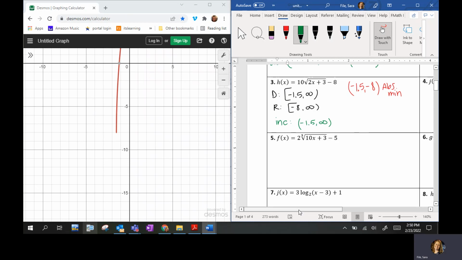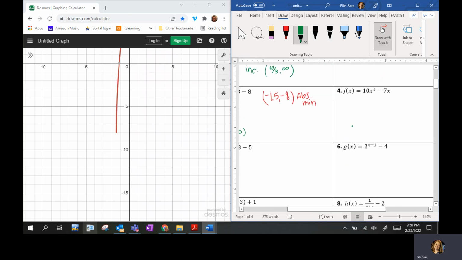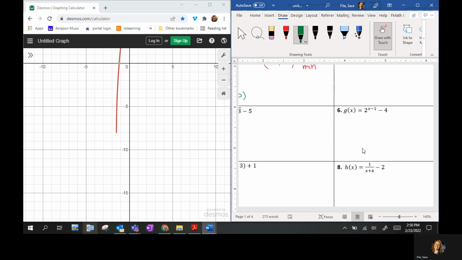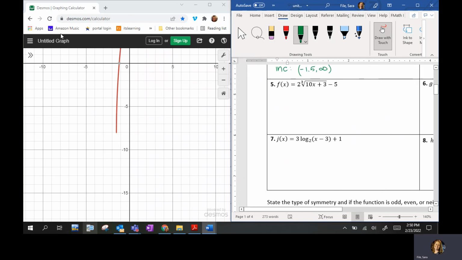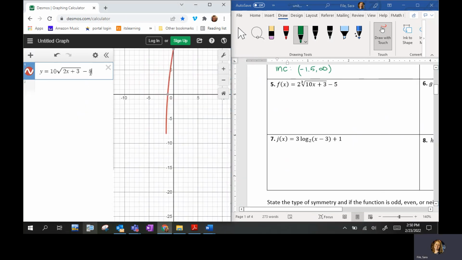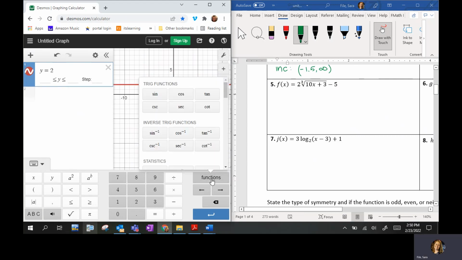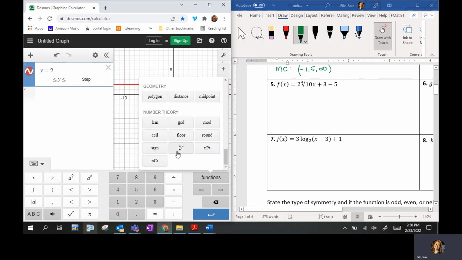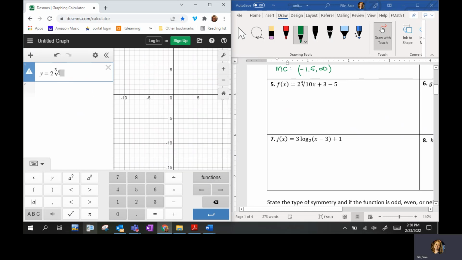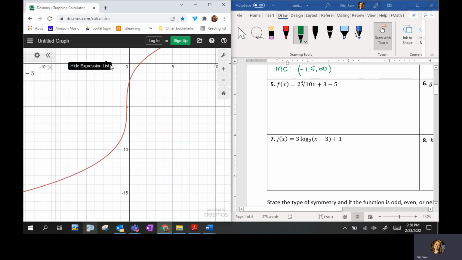All right, I think there was another square root one. Nope, just kidding. All right, but there is a cube root. If you need a root other than a square root, you click on functions. It's down at the bottom, and you get to type in whatever the root value is you want to see. All right, so we got a nice picture here of our cube root function.